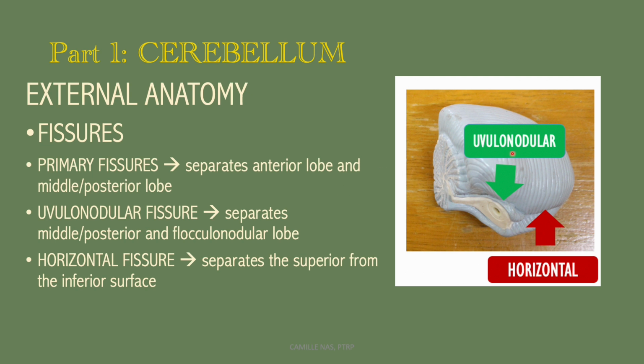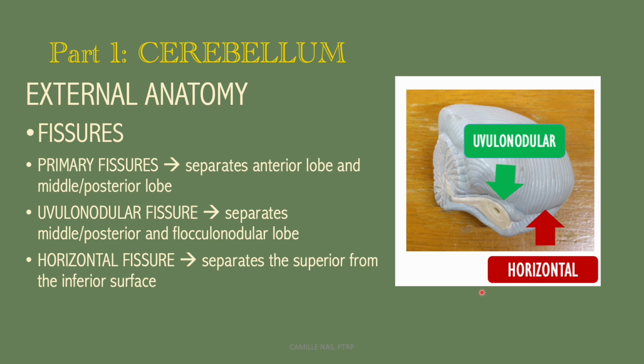With this picture, we cannot see the primary fissure, because your primary fissure can be appreciated in the superior view, no? But this one is lateral. Later, on the next slide, we'll have an example. Your primary fissure separates your anterior lobe from the posterior or middle lobe. So your posterior lobe of your cerebellum may also be called the middle lobe.